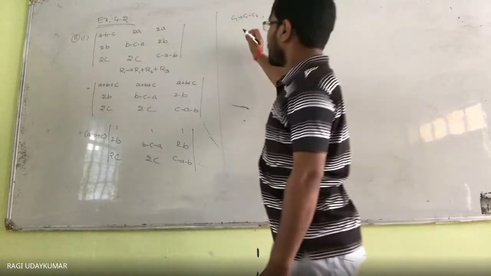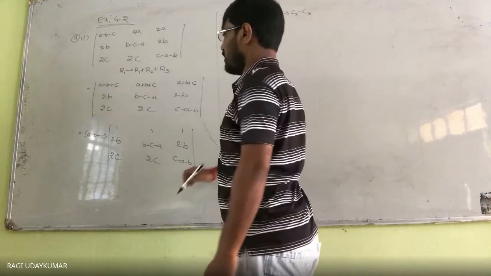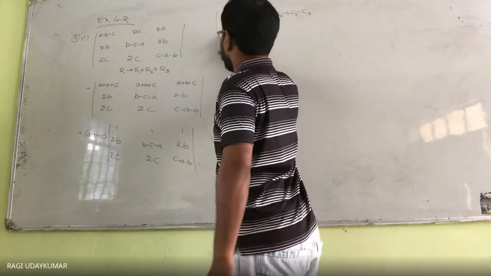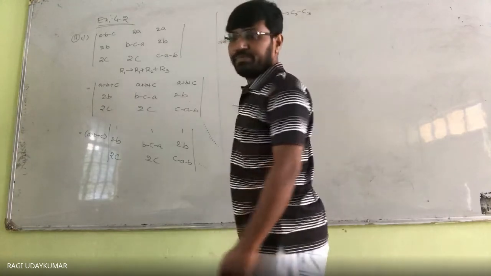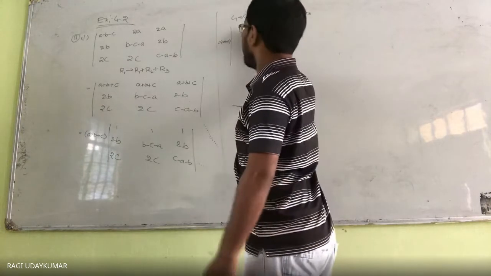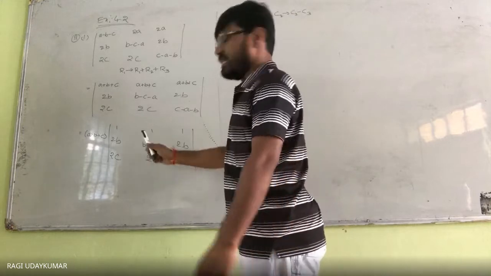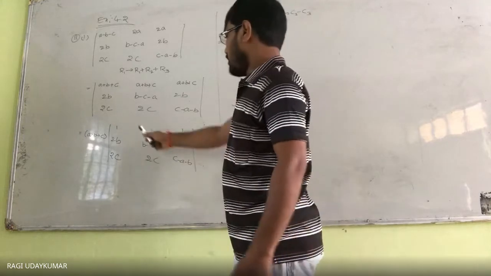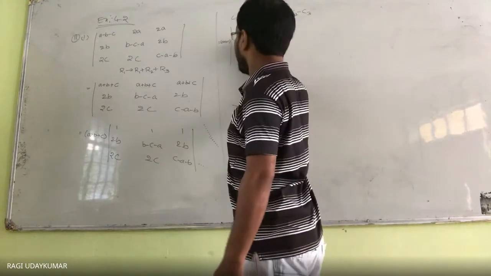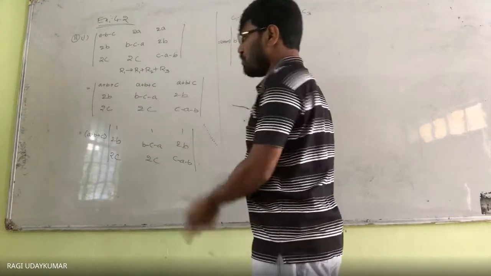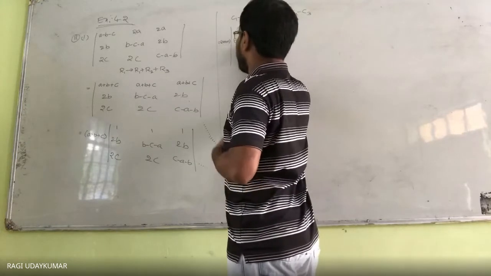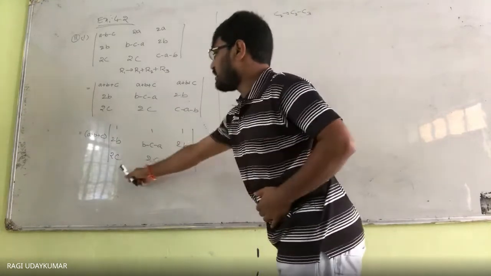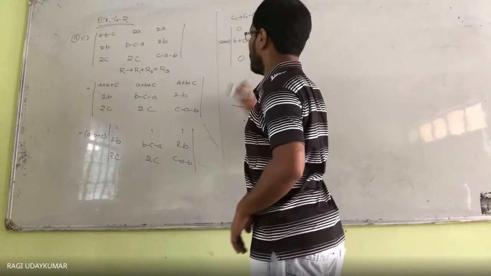So what do you get here? This becomes a plus b plus c, a plus b plus c. Now what do you get here? This becomes 0. This minus this, so what do you get? 2b minus b, b. And here c plus a, b plus c plus c. This minus this becomes 0.